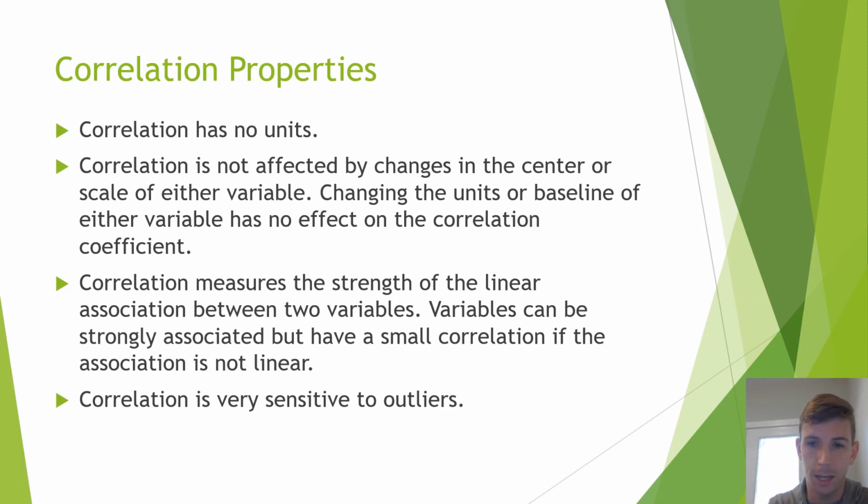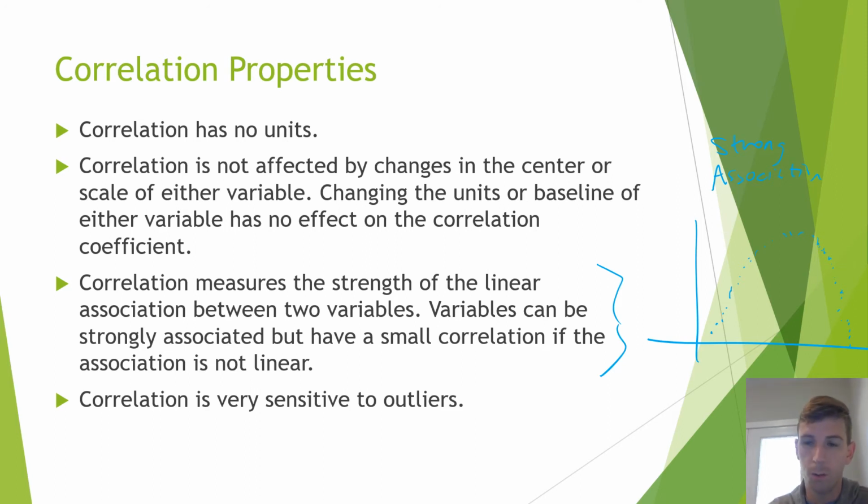And I cannot say this enough here. It measures the strength of the linear association between two variables. All right, there can be a very, very strong relationship in a scatter plot. Let's say the data is following almost a perfect quadratic. All right, this is a very strong association. But there's no correlation here. Okay, why? Because it's not linear.